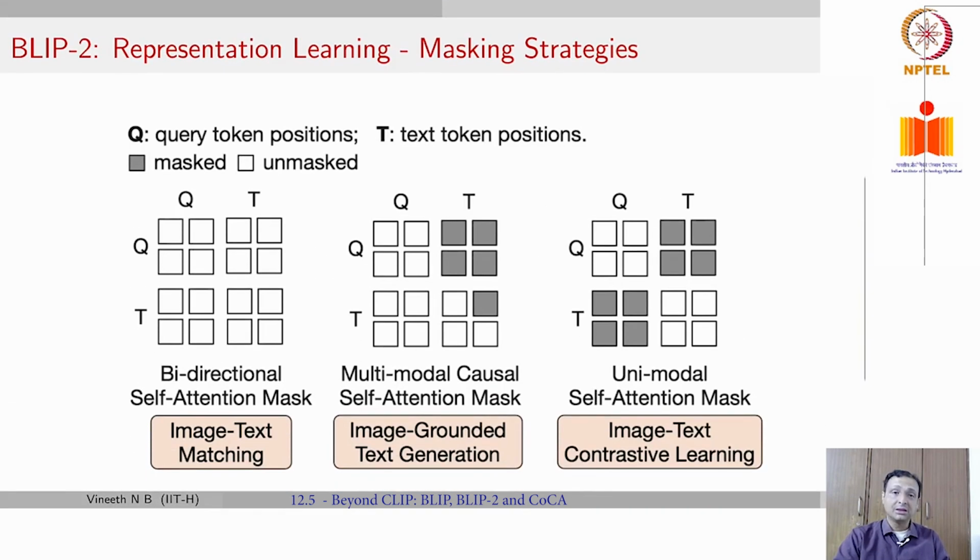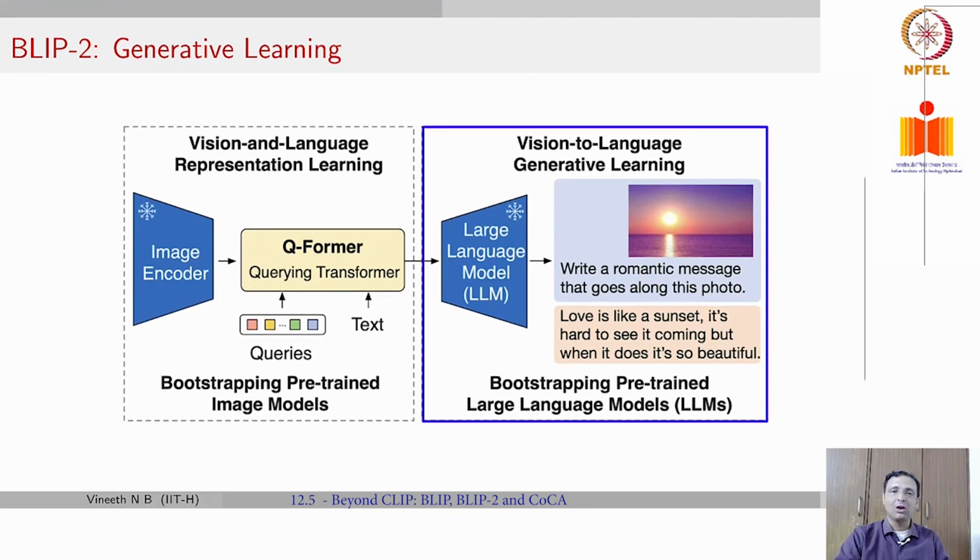Now finally, the third mode of attention they use is called the unimodal self-attention mask, which is straightforward. This is used for their image text contrastive learning, where you can clearly see that the image tokens can only see the image tokens and the text tokens can only see the text tokens, which is why it's called a unimodal self-attention mask. So that's what comprises the overall BLIP-2 framework for vision and language representation learning.